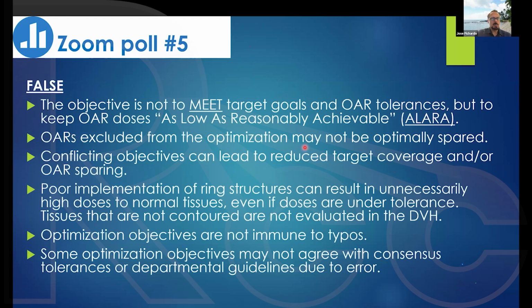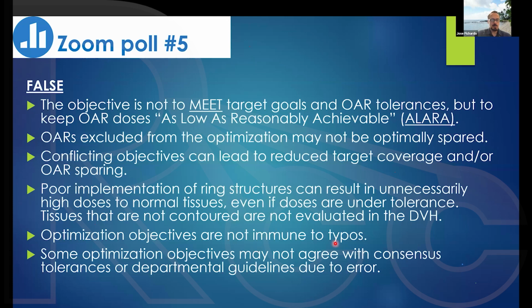OERs excluded from the optimization may not be optimally spared, right? So if you don't look at the optimization and you don't look at what was optimized, you may not necessarily know why that is, right? Conflicting objectives can lead to reduced target coverage, right? Poor implementation of ring structures can result in unnecessarily high doses to normal tissues, or even doses that are under tolerance, right? And tissues that are not contoured are not evaluated by the dose volume histogram, right? So you have to be looking at all of these things, making sure that that is the case, right?